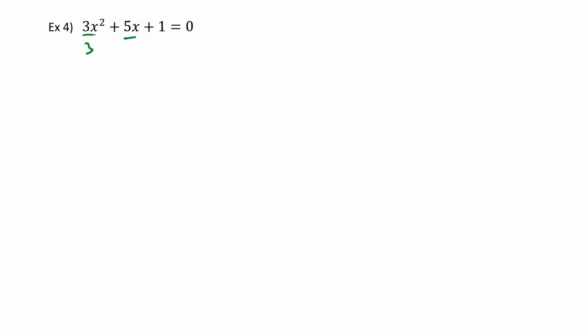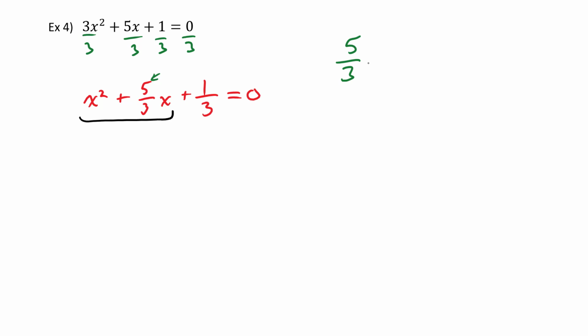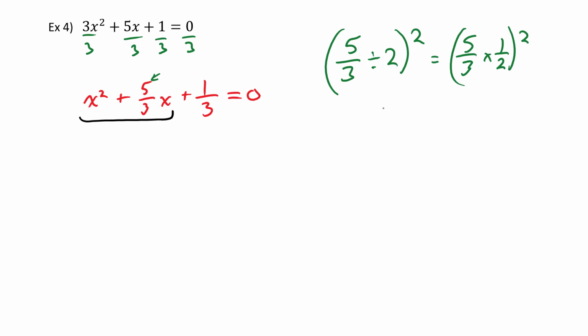Remember that the coefficient on my second degree term has to be a 1, so I divide every value by that. This gives me x squared plus 5/3x plus 1/3 equals 0. Now I want to use these terms here, and I want to complete the square. So I'm going to take this value here, 5/3, divide by 2, and square it. This will give me the constant I have to add. 25/36 is the constant I need to add.